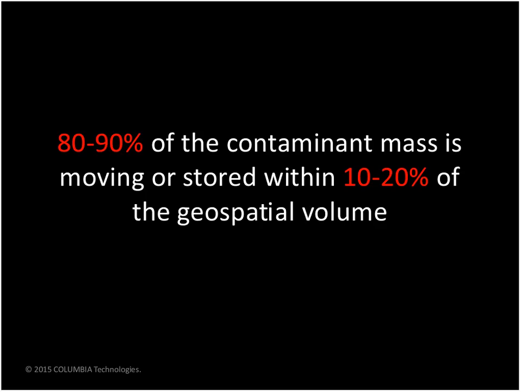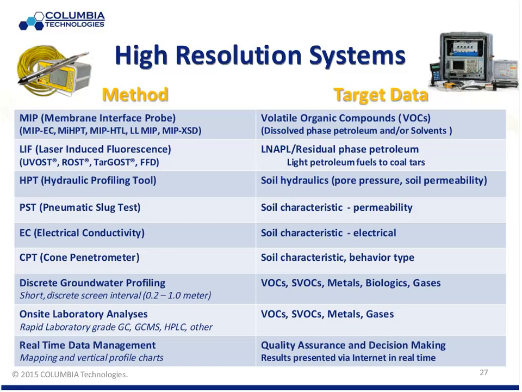Now, I think I've hit this one hard enough. Most of our mass, if it's moving, is going to be moving in a very small percentage of the geospatial volume. So what high resolution becomes is essentially how we tackle the geospatial challenge in a reliable enough manner to look at different types of compounds, different types of soils, and different permeabilities. This is a quick and dirty overview of the types of readily commercially available high-resolution systems.